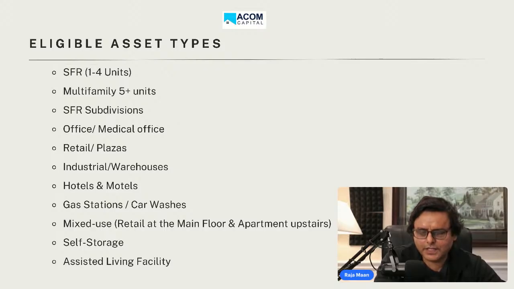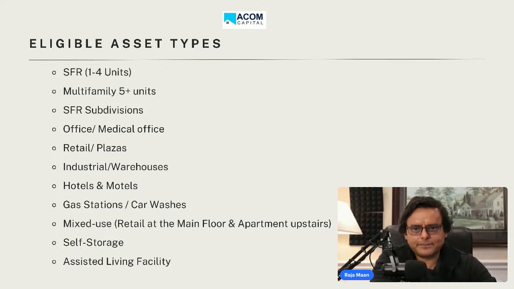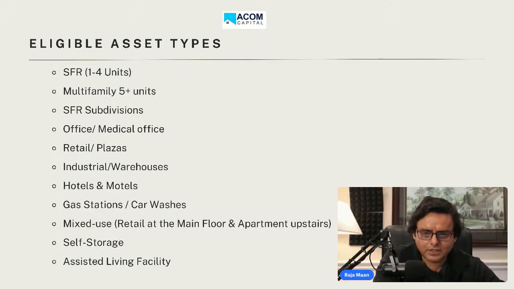Gas stations, car washes. Again, these asset types we do under SBA and USDA. Mixed use, retail on the main floor and apartments upstairs. This is also a very good asset type, and we consider this one of the top assets. We can go up to 75 to 80% loan to cost. Self storage and assisted living facilities are usually under SBA or USDA.